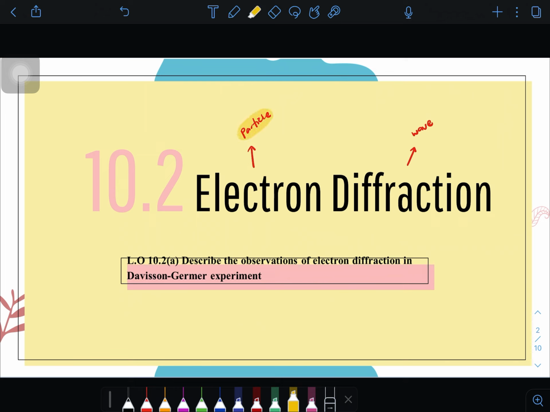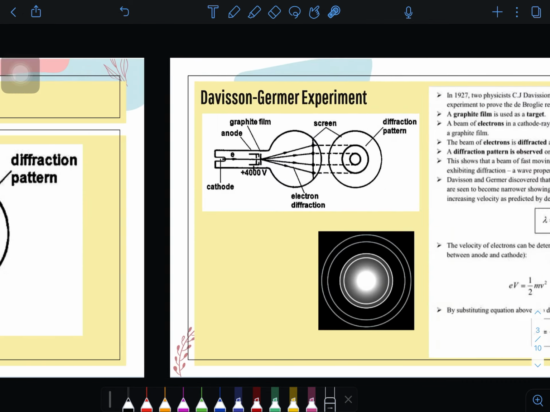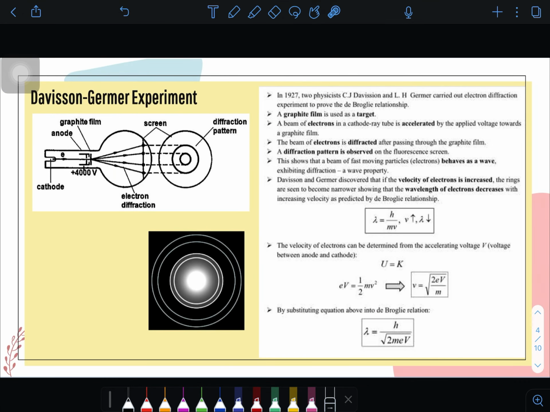So how this experiment happened, so I show you here at the explanation. So in 1927, two physicists, so we have two physicists, C.J. Davison and L.H. Germer. So that's why nama eksperimen ini ialah Davison-Germer experiment. They both carried out electron diffraction experiment to prove the de Broglie wavelength.